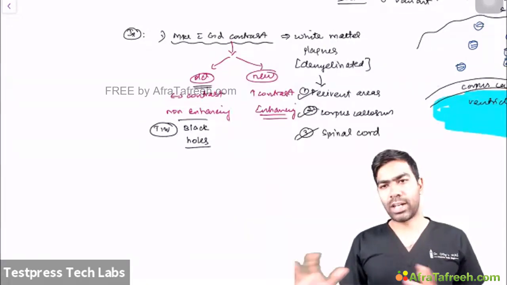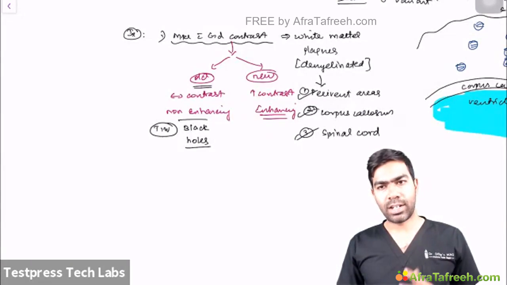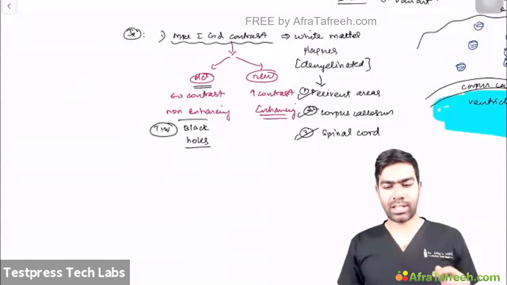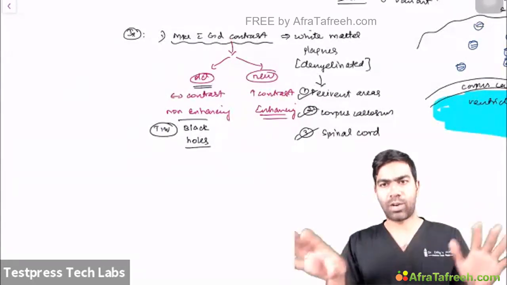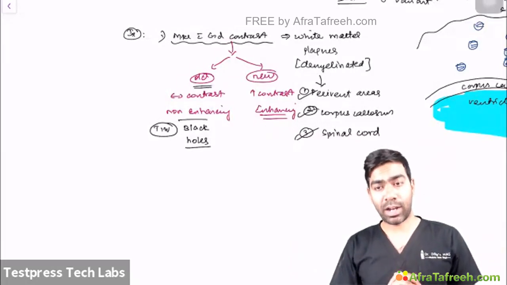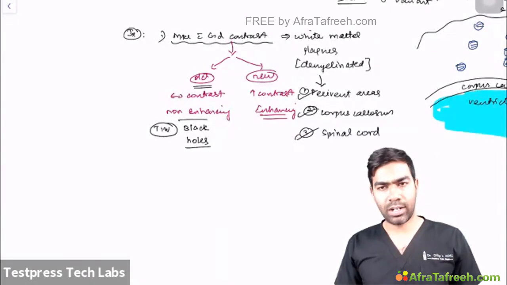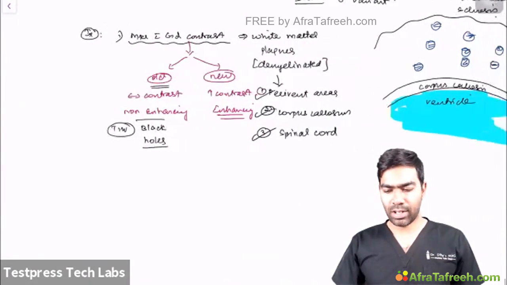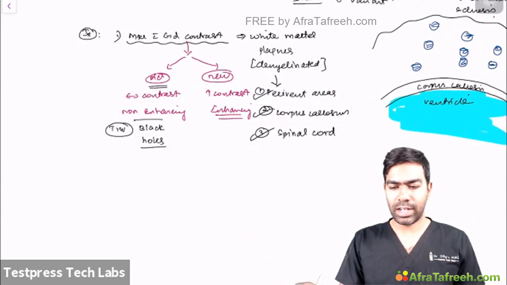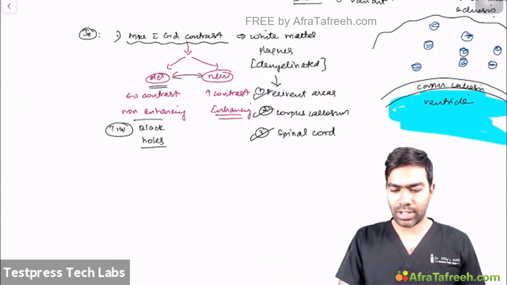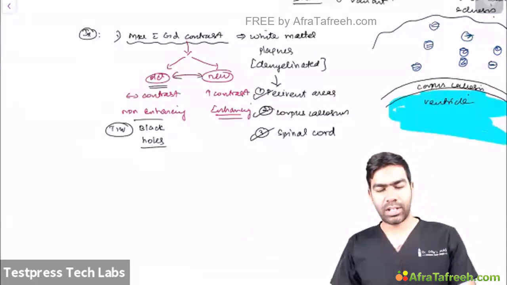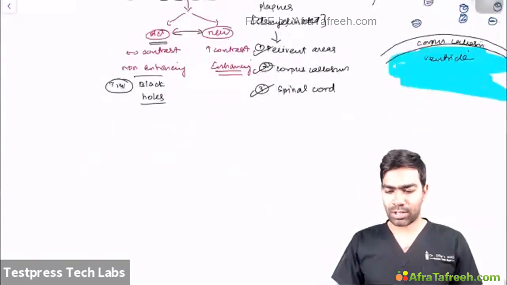New lesions will look a little hyperintense. But old lesions in T1 weighted imaging look as if there is a hole in the brain, a black hole in the brain. So these are called T1 black holes. And this is how an old lesion will look in T1 weighted MRI. But nevertheless, the most important thing to understand here is that old lesions versus new lesions can be easily differentiated with the help of MRI with gadolinium contrast.